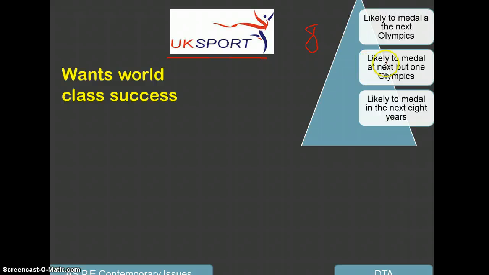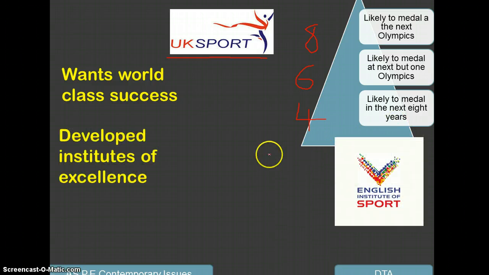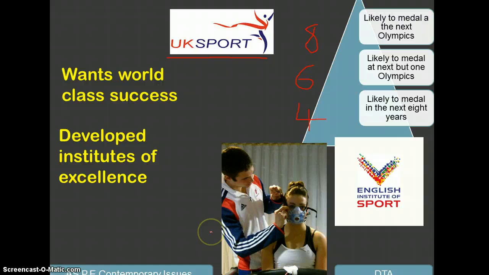And then if you're only likely to medal at the next but one Olympics, you may only receive £6,000, and then £4,000 if you're likely to medal in the next 8 years. Other ways that they support our elite athletes is they've developed institutes of excellence, and this is the English Institute of Sport, or the EIS. One of the places that you can go and receive excellent sports coaching advice, medical support and coaching facilities is at Bath. So that's now known as one of the institutes of sport.